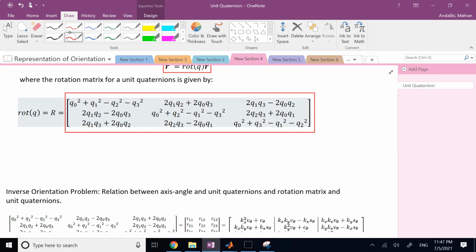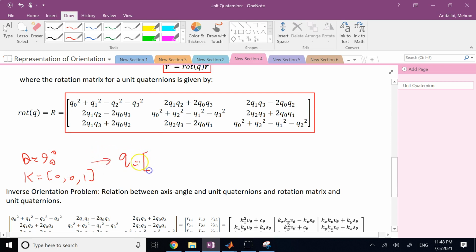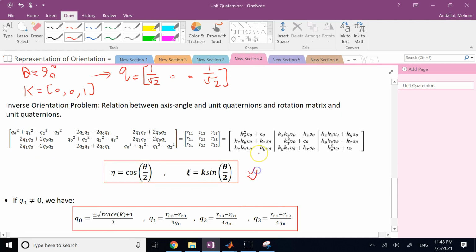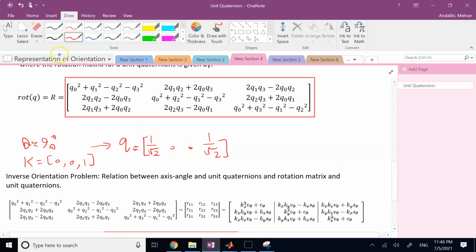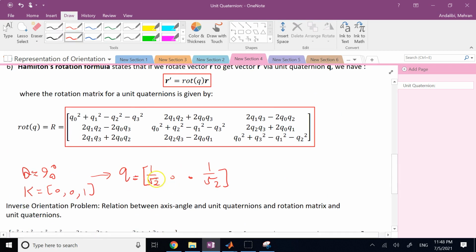As I said, I use my theta of 90 degrees and my k to be 0, 0, 1. It means that my quaternion is going to be 1 over square root 2, 0, 0, 1 over square root 2, based on these two formulas, which I'm going to prove to you. Now, if I plug my numbers here, you clearly see what's going to happen. Anywhere I have Q1 and Q2, clearly they are 0.